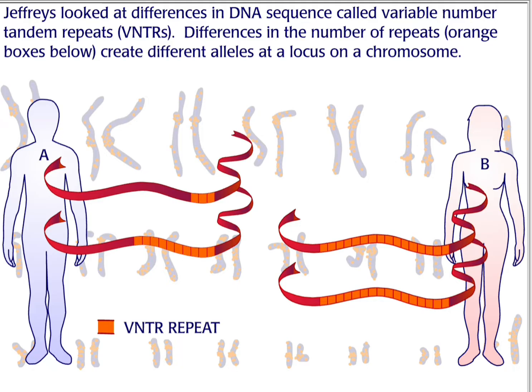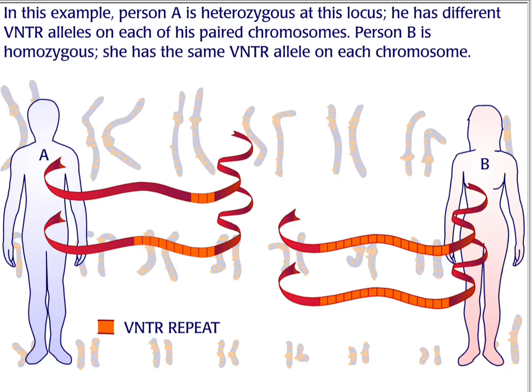Differences in the number of repeats, shown in orange boxes below, create different alleles at a locus on a chromosome. In this example, person A is heterozygous at this locus. He has different VNTR alleles on each of his pair of chromosomes. Person B is homozygous. She has the same VNTR allele on each chromosome.